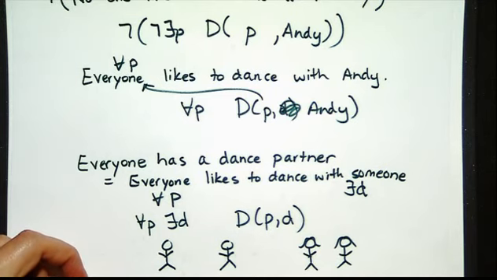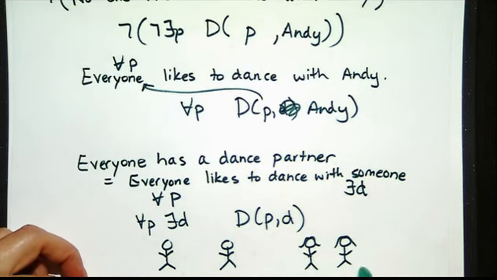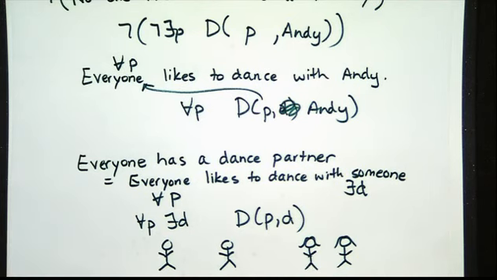No. It could be that both of them only want to dance with the first girl, right? But it also could be that each one of them likes a different one, right? Basically what this is saying is, for every person I can find someone that they like to dance with. So you should read "there exists" as "I can find," and you should read "for all" as "for each." Say, for each person, I can find someone that they like to dance with.